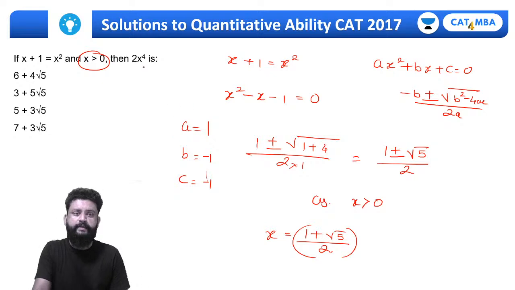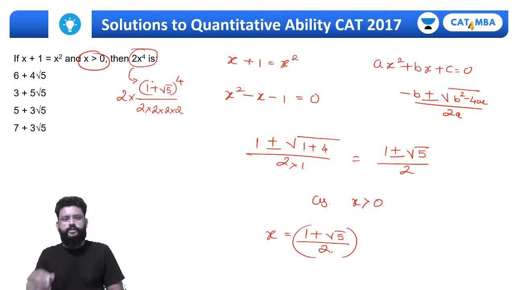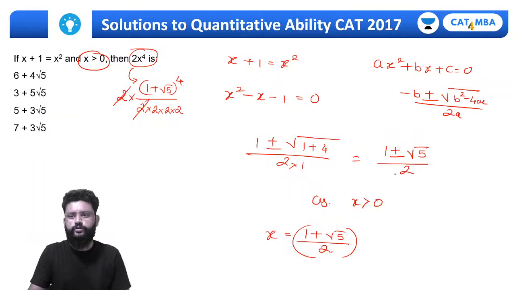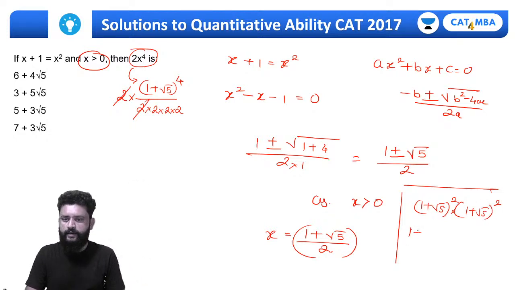And now we are not asked the value of x, we are asked the value of 2 into x to the power 4, right? So let's solve it. This will be twice of, first in the denominator I do 2 into 2 into 2 into 2, 4 times. Then on top will come (1 plus root 5) bracket to the power 4. Let's do that later, but for sure here this 2 cancels. Now to solve this, first of all I'll do (1 plus root 5) whole square into (1 plus root 5) whole square. So what will we get? (1 plus root 5) bracket to the power 4. Here what will come: 1 plus 5, a square plus b square plus twice ab, that is 2 root 5.